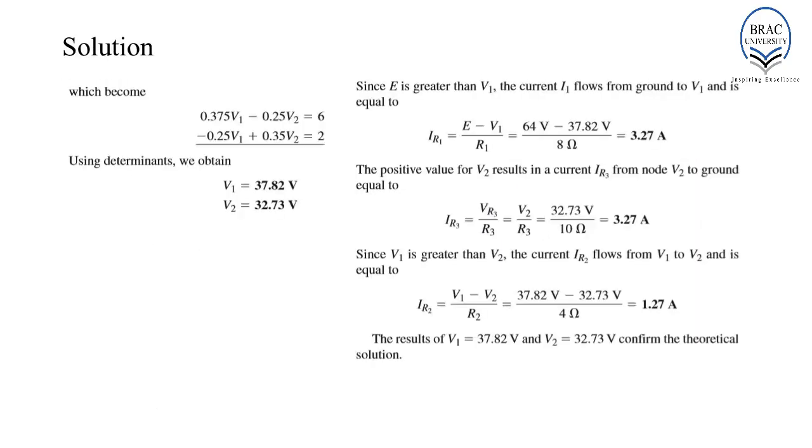In this case, V1 will be equal to 37.82 volts and V2 will be equal to 32.73 volts. Since we know the values of V1 and V2, we can easily determine the currents flowing through the network. In this case, IR1, the current flowing through resistor 1, will be 3.27 ampere, I3 will be equal to 3.27 ampere and IR2 will be equal to 1.27 ampere.